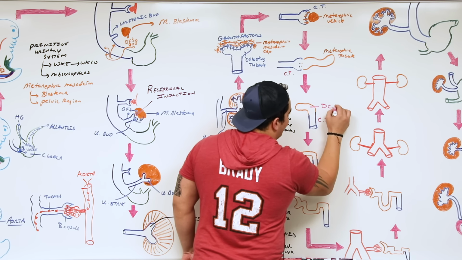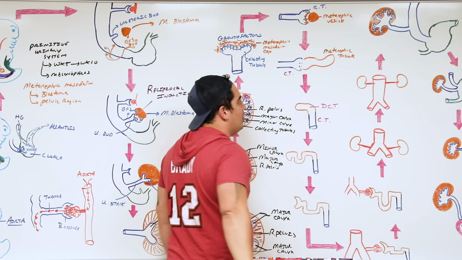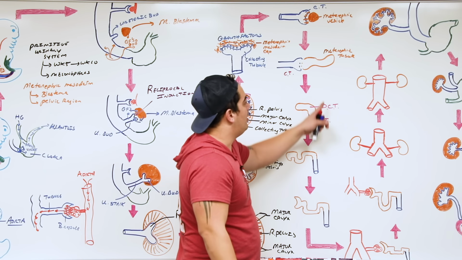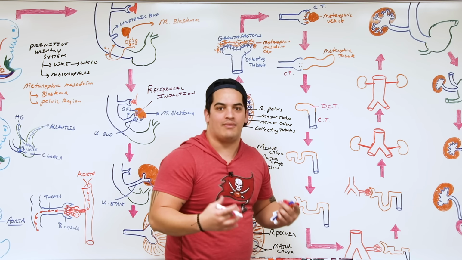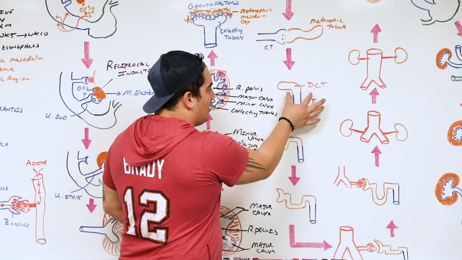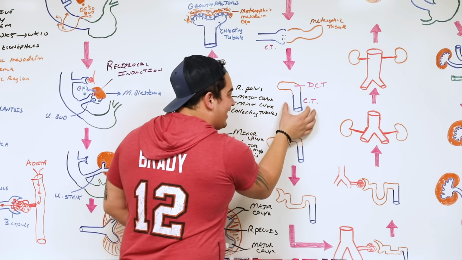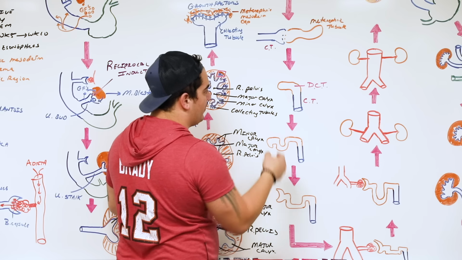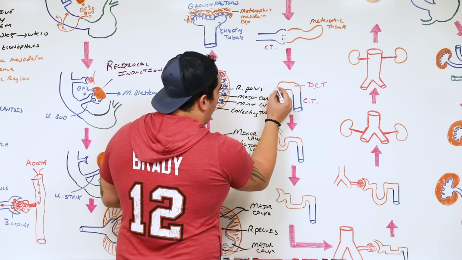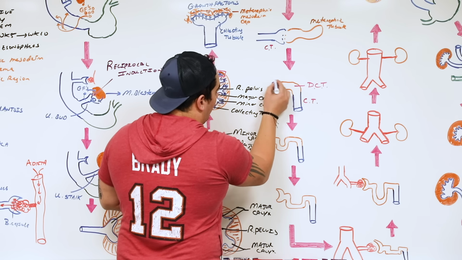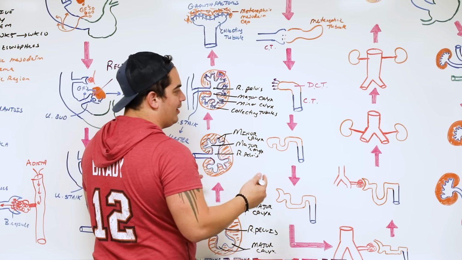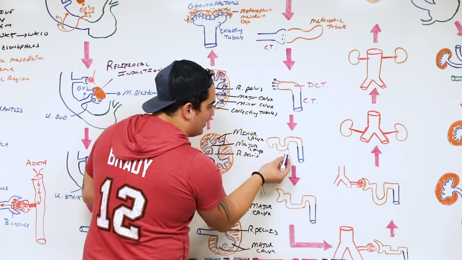We call this the distal convoluted tubule. So the metanephric tubule then becomes the distal convoluted tubule. We have that distal convoluted tubule that we formed from that metanephric tubule. It's connecting to the collecting tubule. It's going to continue to keep growing and replicating and coiling and becoming S-shaped. As it does that, look at what happens next.